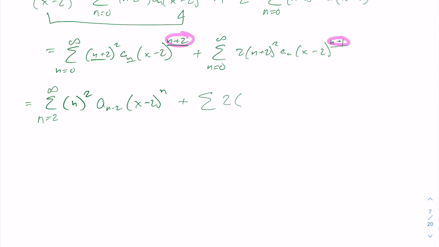Good, let's do the other one. This one needs to go down 1, so that'll be n plus 1 squared, a sub n minus 1, x minus 2 to the n. All right, that one goes down, and then that one goes down, and then that one goes down. And then this one goes up, n equals 1 to infinity.